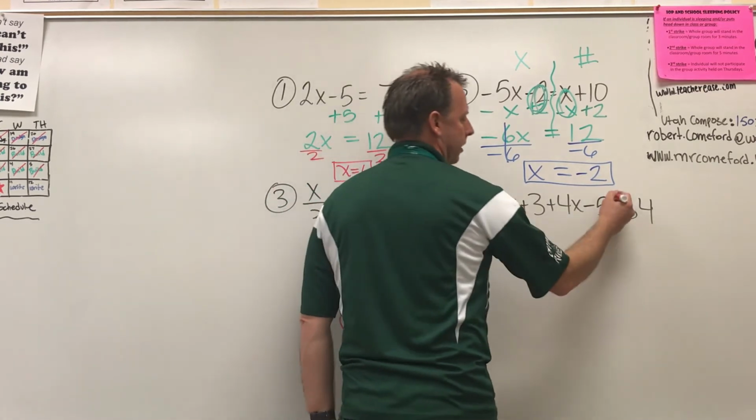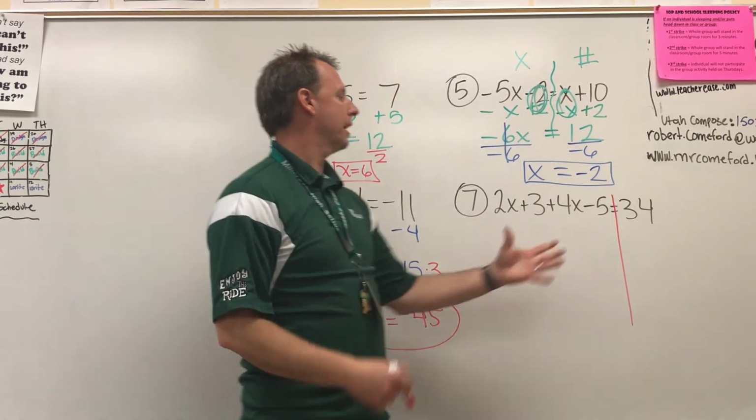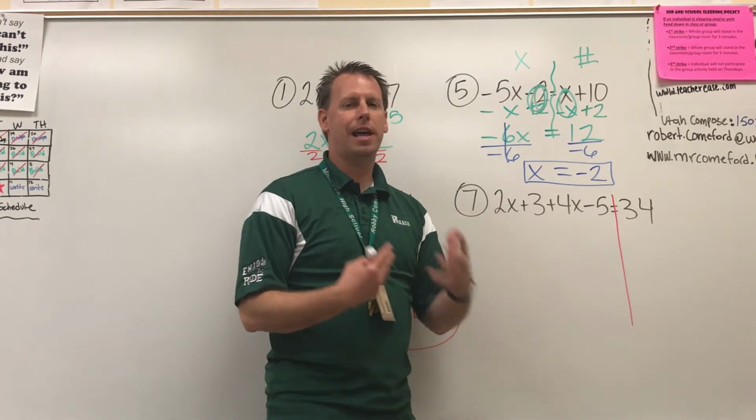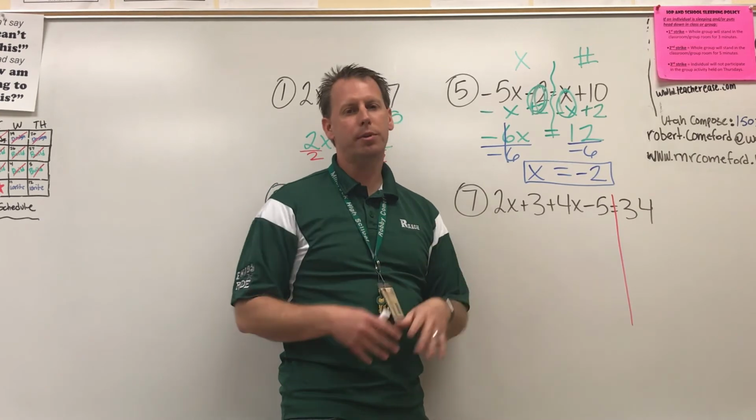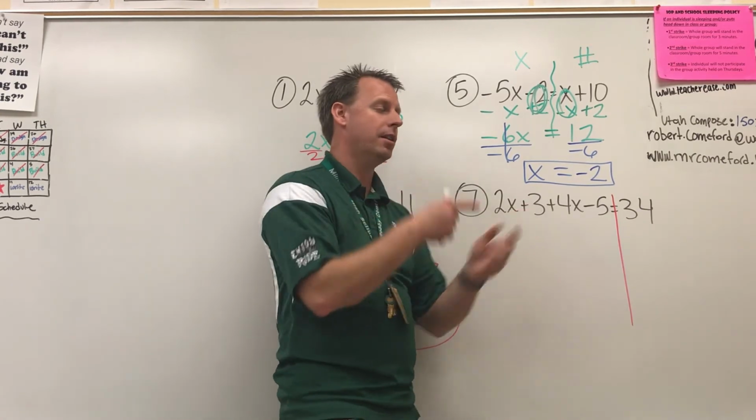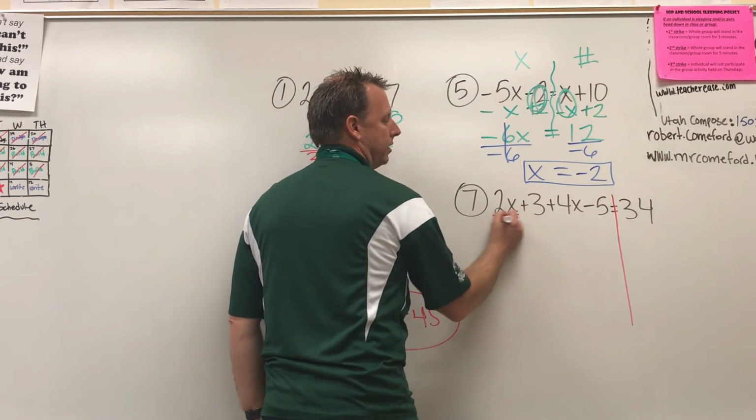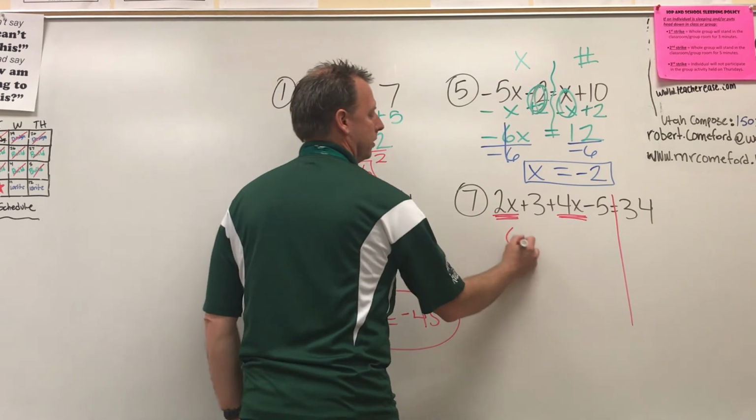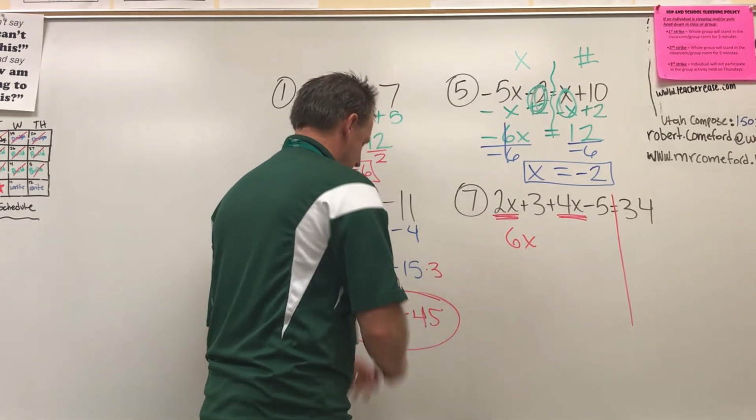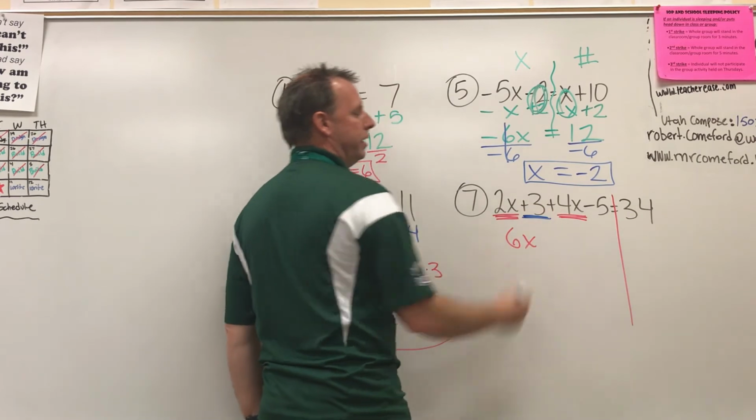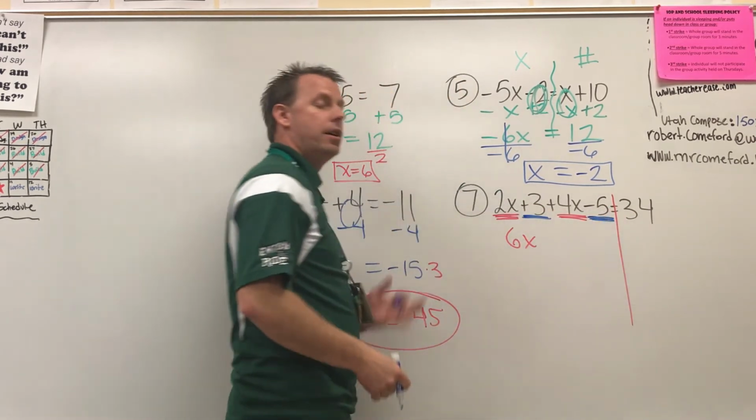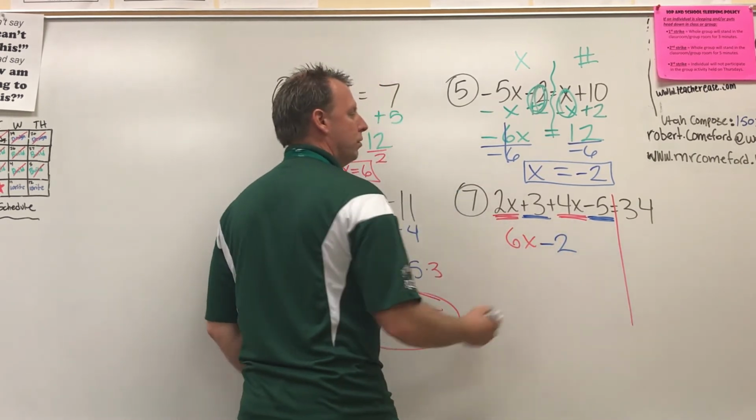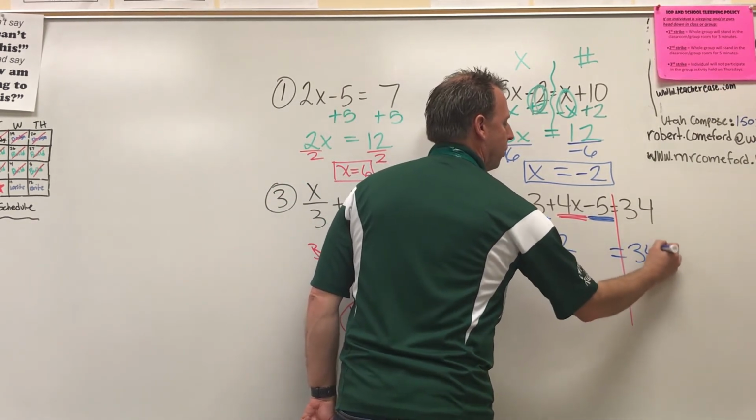Our last problem, looking kind of big and yucky, but let's see. Let's find our sides. There's my sides. Looks like I got a bunch of stuff over here, just a number over here. So this bunch of stuff, I got to start getting like terms together, right? X's with x's, numbers with numbers. And then x's to one side, numbers to the other. So here we go. We got 2x here. We got 4x here. That makes 6x. I've got a plus 3 here and a minus 5 there. Numbers with numbers. 3 minus 5. Negative 2. Got my 34 over on this side.